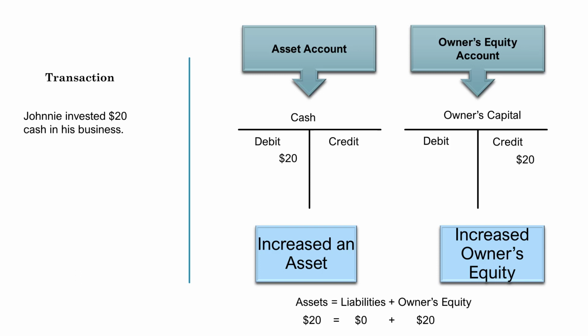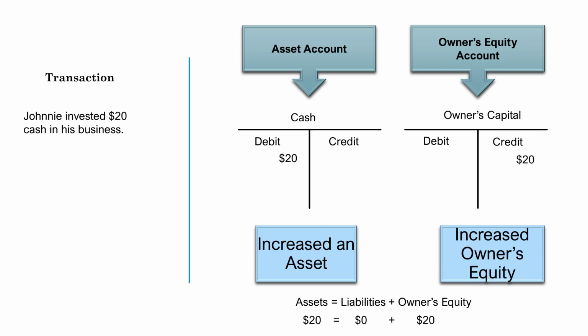Let's look at Johnny's transaction of putting $20 into his business. By doing so, he increased the cash by 20, which is an asset. When you increase an asset, the amount is placed in the debit side. We know that double entry bookkeeping requires an entry in a minimum of two accounts. Therefore, we need to make an entry in another account.